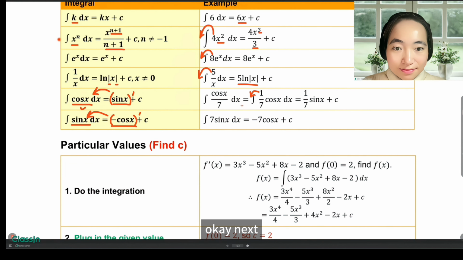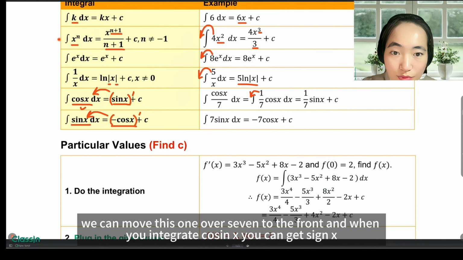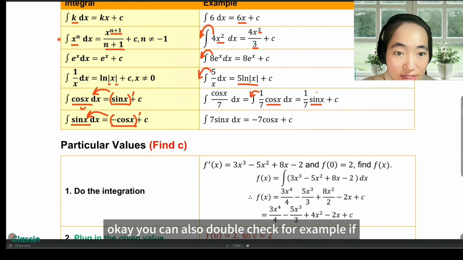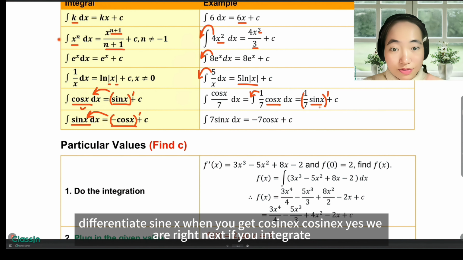Okay, next. So let's see the example. This is the integral of cosine x over 7. So it's 1 over 7, right? We can move this 1 over 7 to the front. And when you integrate cosine x, you can get sine x. Okay, you can also double check. For example, if you differentiate sine x, you can get cosine x, right? Yes, we are right.